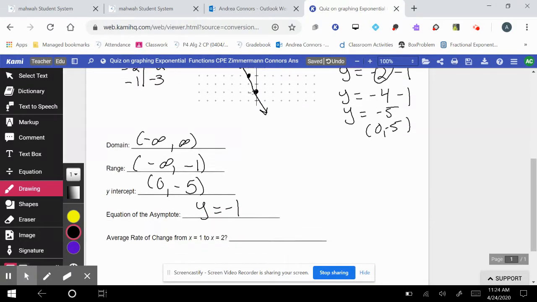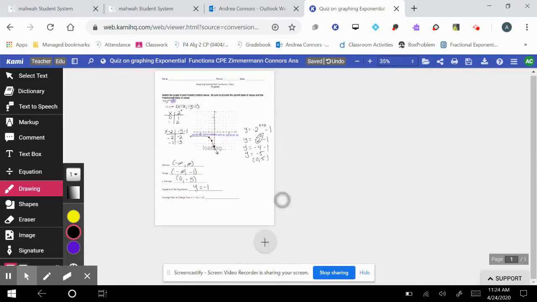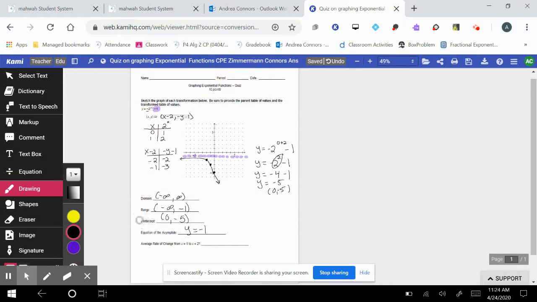And your average rate of change. Remember, your average rate of change is slope. I'm going to zoom out for a second so you can see the equation. And you just plug it in for each. So to plug in x equals 1, you have negative 2 to the 1 plus 2 minus 1, which would be y equals, this becomes 8. So it's negative 8 minus 1, which is negative 9. So your first coordinate is 1, negative 9.